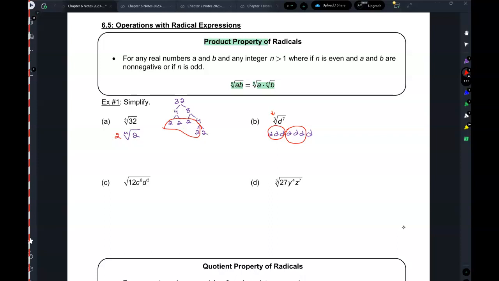Okay, so let's see who came out and who's staying. 1 d came out. Another d came out. That lonely d is going to stay in the cube root. So now I have d times d, d squared, cube root of d. Okay? So look at this. 1, 2. 2 groups of d's came out, so I got d squared. 1 d stayed in, so that's my d. Okay, let's do another one.